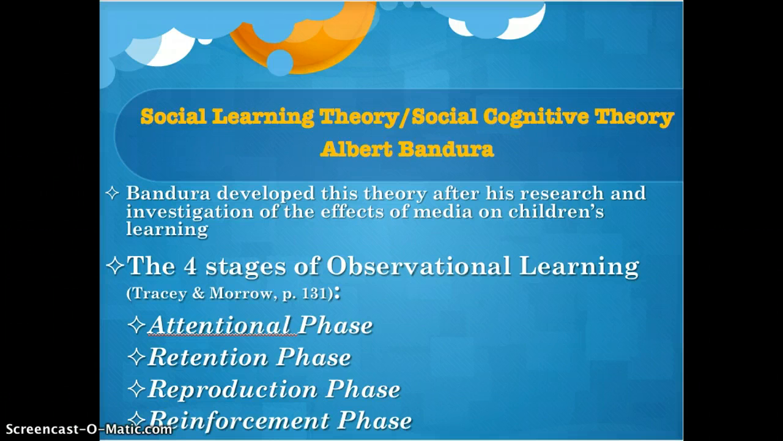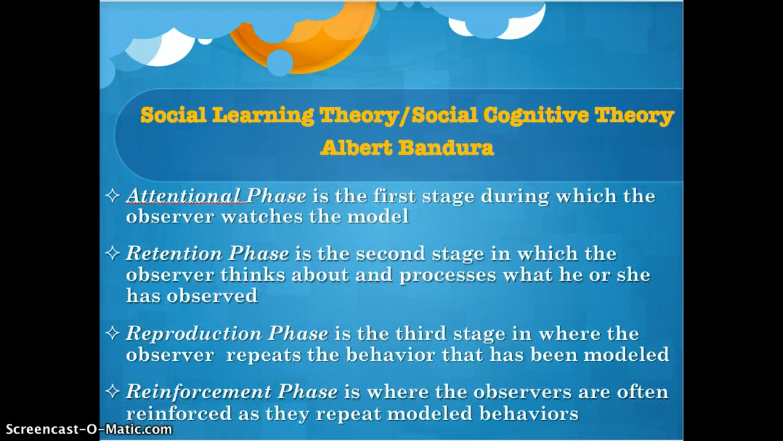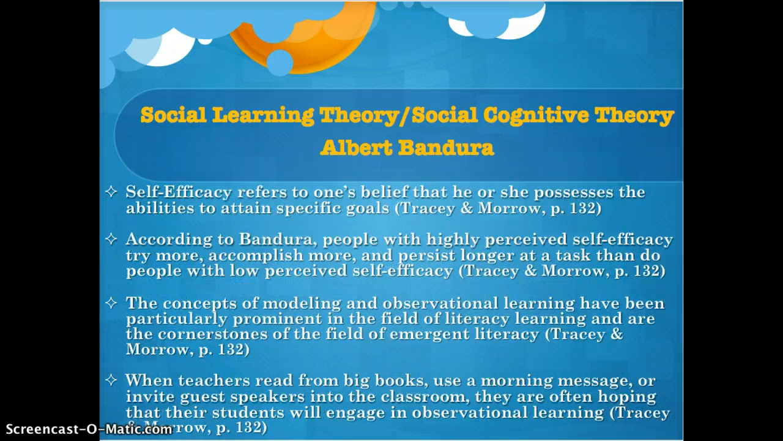The 4 stages of observational learning are attentional phase, retention phase, reproduction phase, and reinforcement phase. Attentional phase is the first stage during which the observer watches the model. Retention phase is the second stage in which the observer thinks about and processes what he or she has observed. Reproduction phase is the third stage where the observer repeats the behavior that has been modeled, and reinforcement phase is where the observers are often reinforced as they repeat modeled behaviors.